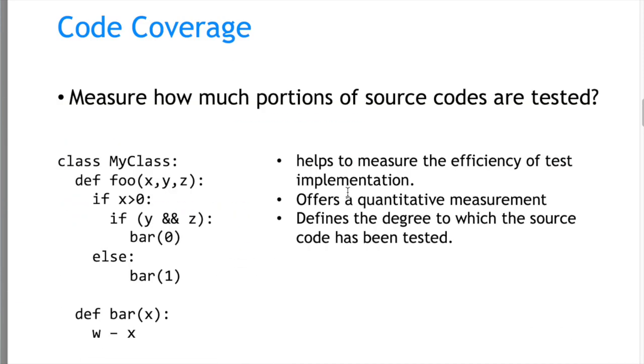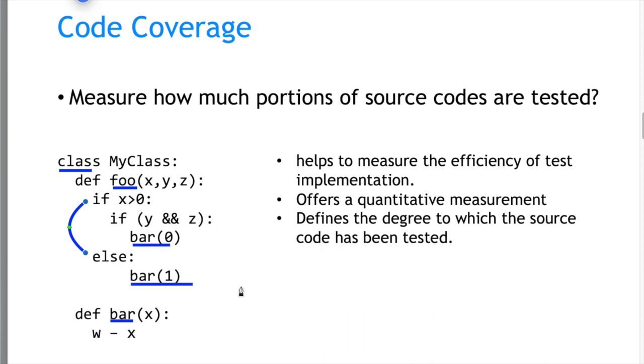So here is an example. Before we talk about structure testing, we have to know code coverage. What is code coverage? Code coverage measures how much portion of the source code is tested. Here is a very simple example. There is a class and there is a method, with method code here, and there are some conditional branches.